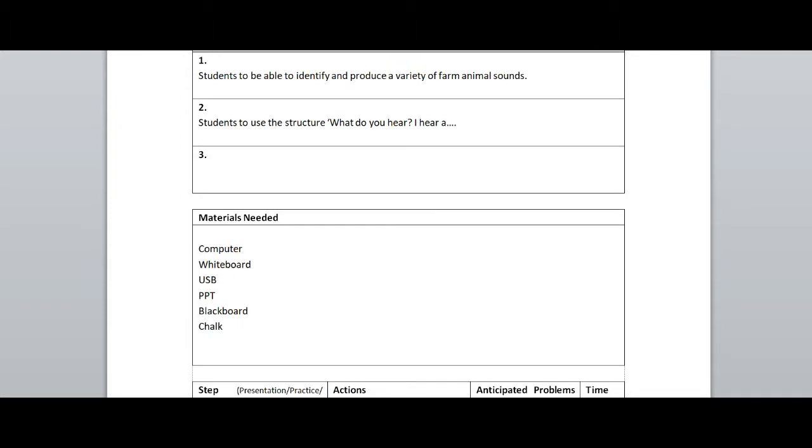Now, what I have to work with: I have a computer, I've got my whiteboard, I've got a USB, my PowerPoint, my blackboard, and my chalk. Basically, what most foreign teachers would have in a Chinese public school.